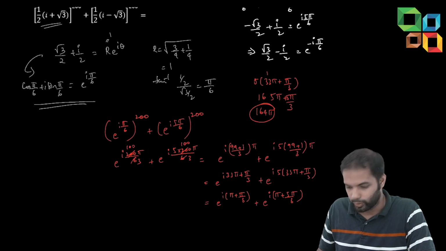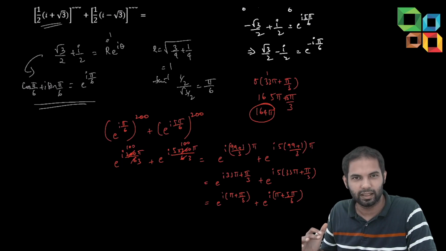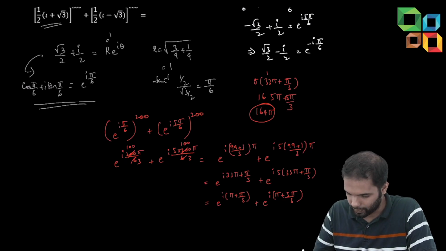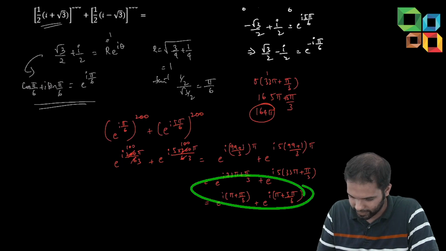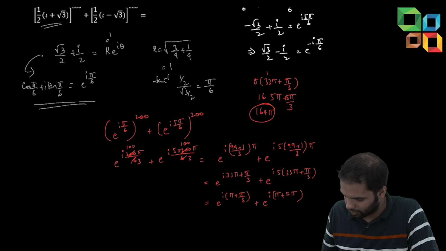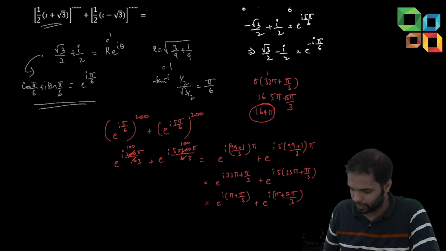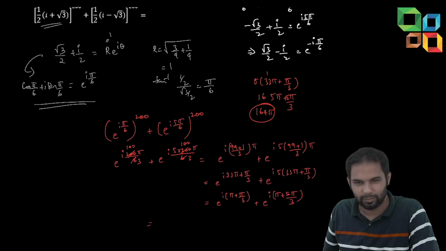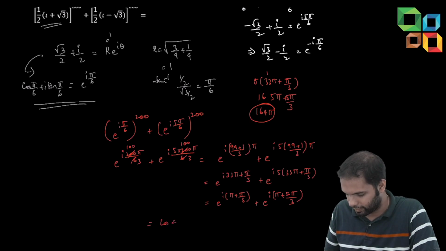Okay, now all we have to do is go back to our cos theta plus i sin theta form, right? So try to simplify this. Okay, this is not clear. Let me just write it clear. This is 5 and this is 3. So what is this? The first part would be pi plus pi by 3, which is 4 pi by 3. So all you have to do is find what is cos 4 pi by 3 plus i sin 4 pi by 3.